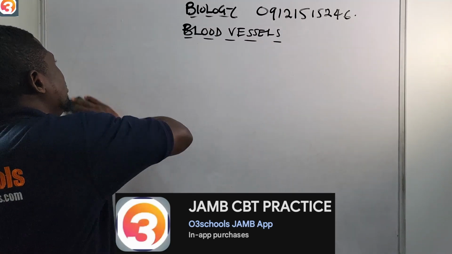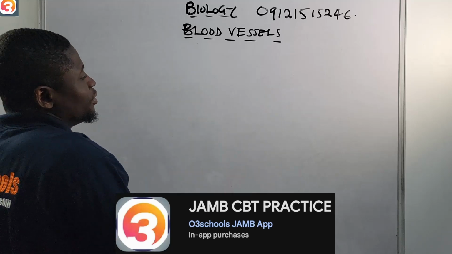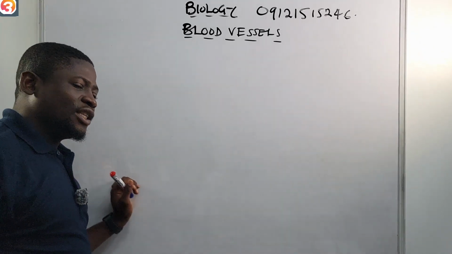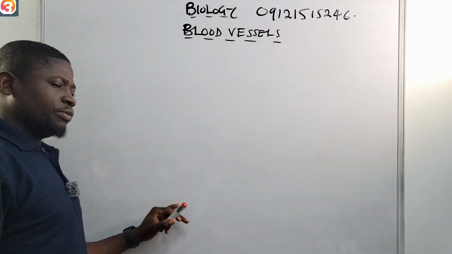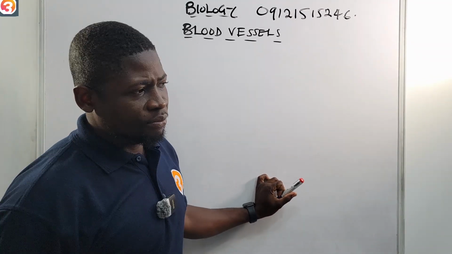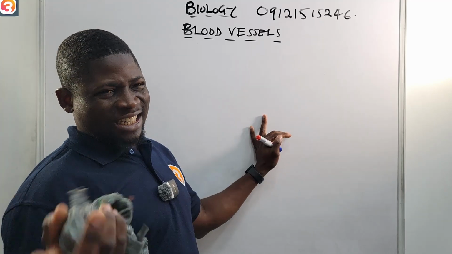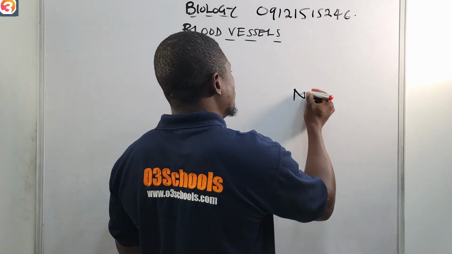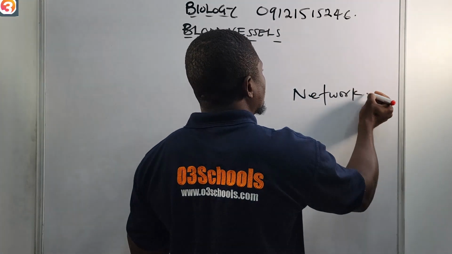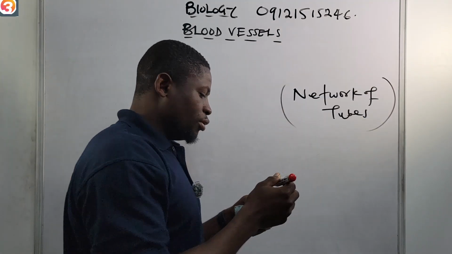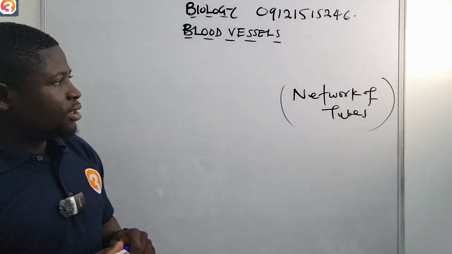Now, what are blood vessels? That will be the first thing that comes to your mind. I will say blood vessels are a network of tubes through which our blood is pumped and moves around the body. We are going to explain it in a way you are going to understand it. We say they are a network of tubes through which pumped blood moves around the body.